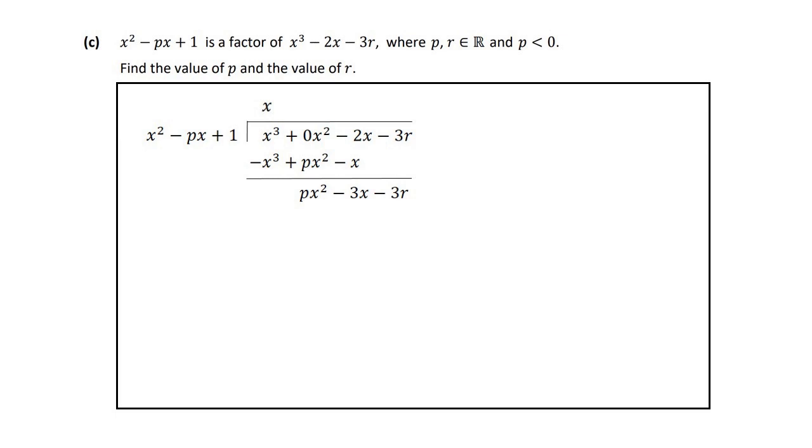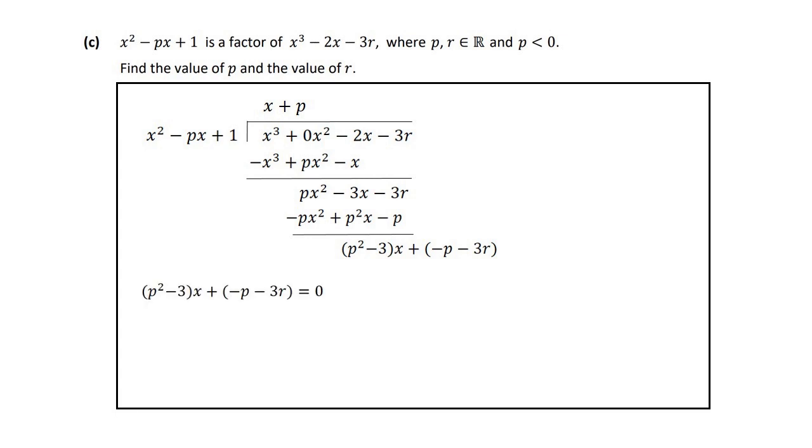We repeat this process until there are no more terms to bring down. What we are left with at the bottom is known as the remainder. Because we are told that our divisor is a factor of our dividend, the remainder should of course be equal to 0.